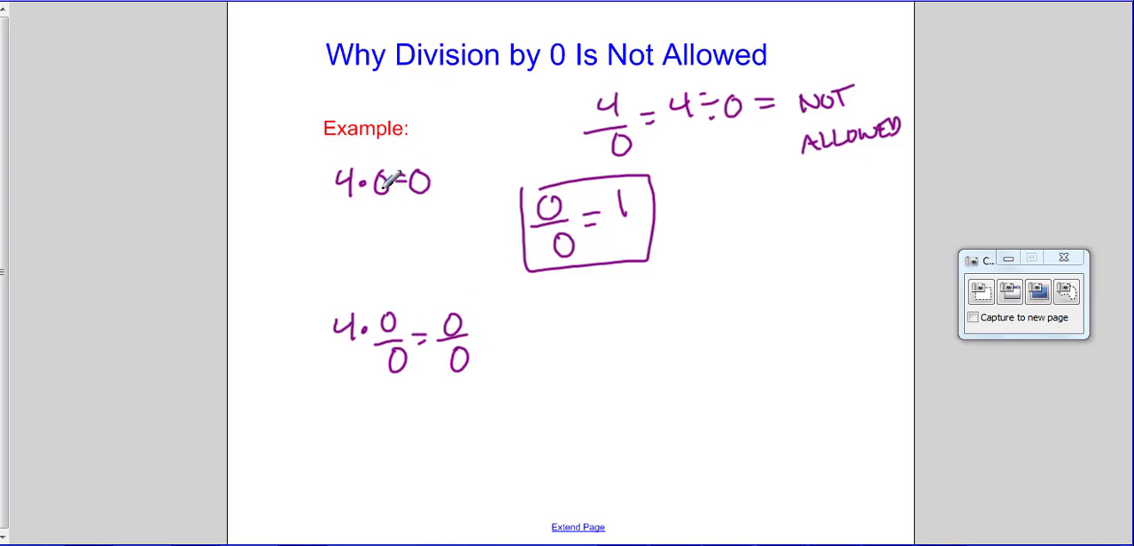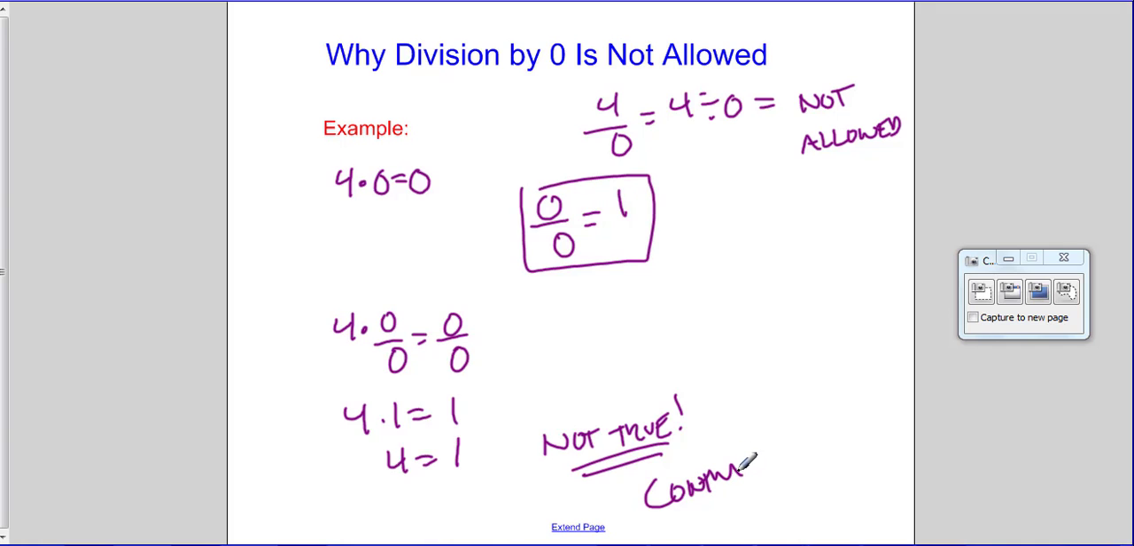because if I have an equation and I do one thing to one side, I have to do it to the other side also, and 0 divided by 0 has to be 1. Well, we get this result, 4 equals 1, which is not true. So if we allow division by 0, we get contradictions in our system, which we can't have. When we define our system, we cannot allow division by 0 because it creates things that are false, like 4 equals 1, which obviously is not true.